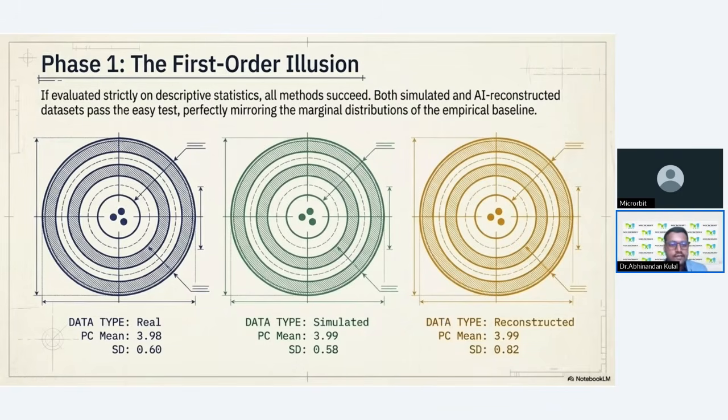If you look at the basic statistics of real data, simulated data, and reconstructed data, you can see the perceived convenience mean value is 3.98 in the real data, and 3.99 in the simulated data. In the reverse engineered data, it is also 3.99, very close to the real data. So if you use reverse engineered or simulated data, you will get the exact same result as the real data.